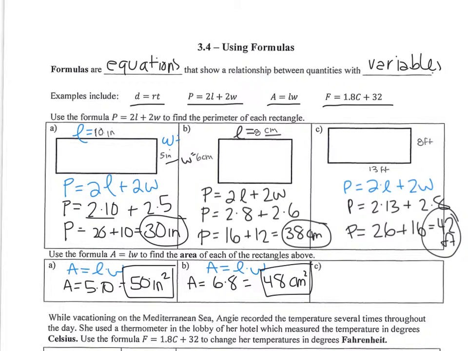And then C, write the formula. Area equals length times width. And then you plug in area equals 8 times 13. So I'm going to calculate 8 times 13, which is 104. And your units are feet squared.